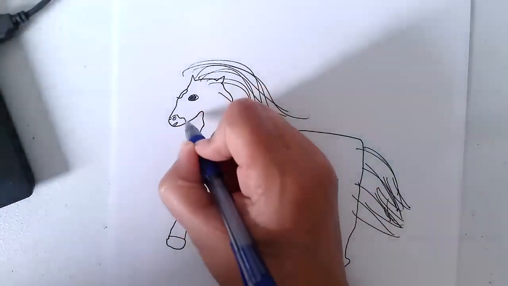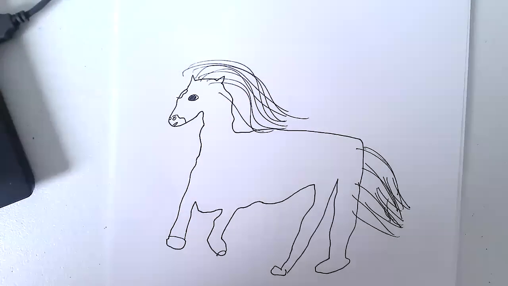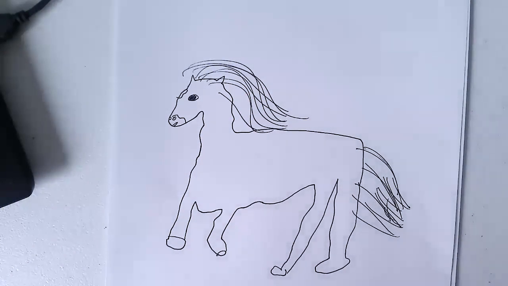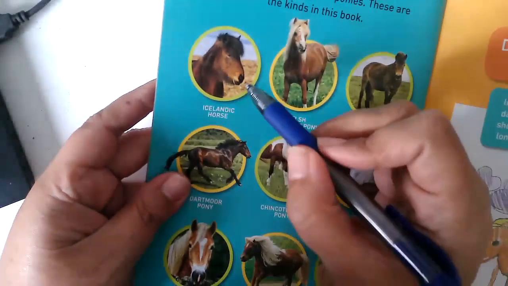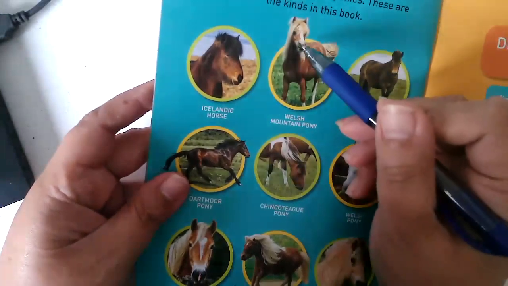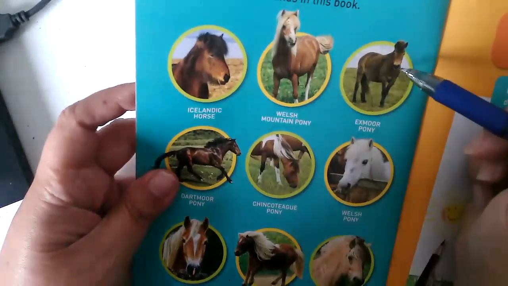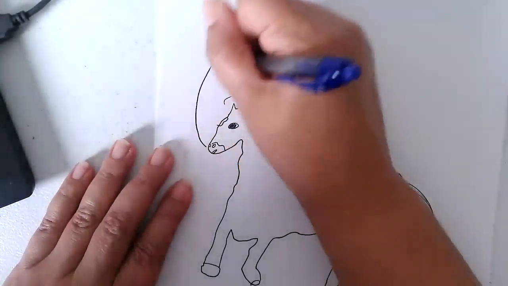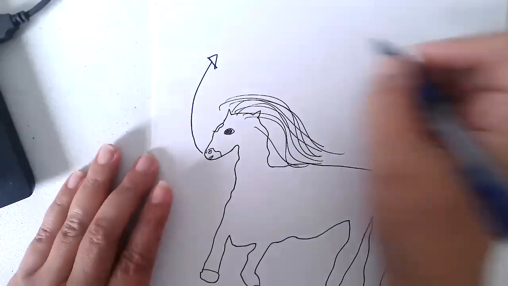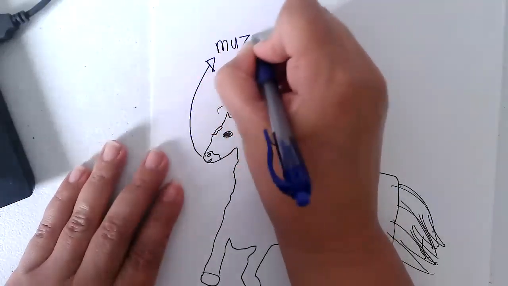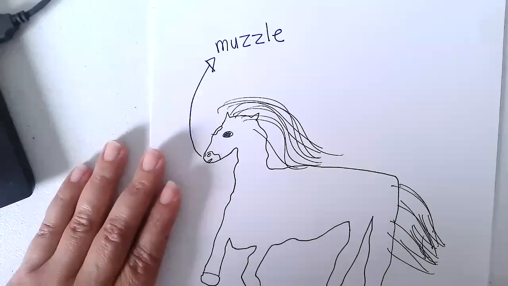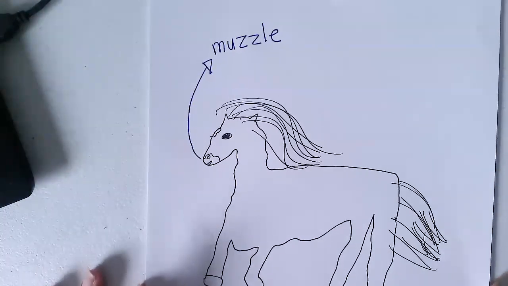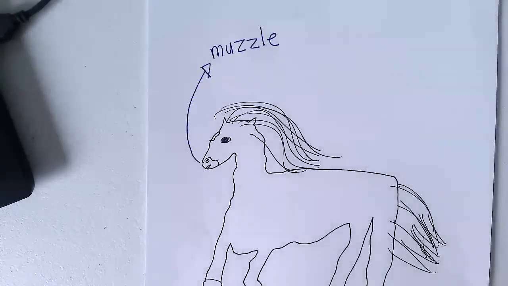See right here, it kind of looks like a mask or something, right? A lot of these ponies have this little space, kind of coloring, around their mouths. And this is called a muzzle, a muzzle, a muzzle. So I'm going to go ahead on my pony. I'm going to make a little arrow and I'm going to write muzzle. M-U-Z-Z-L-E, muzzle.